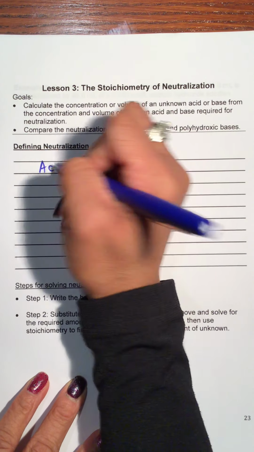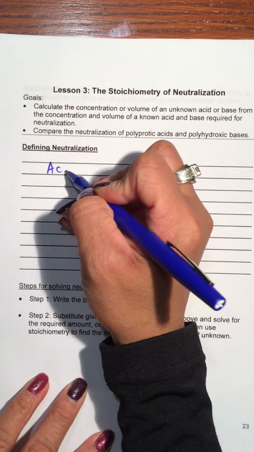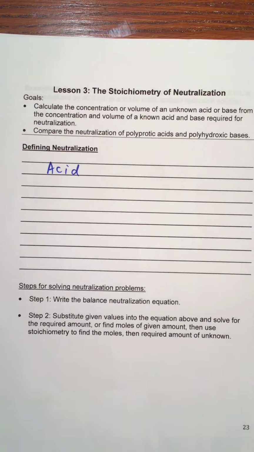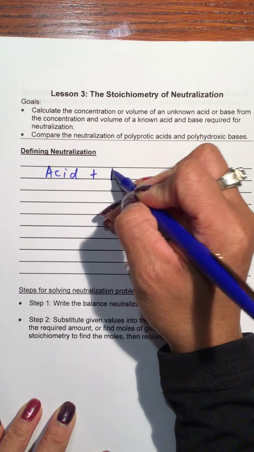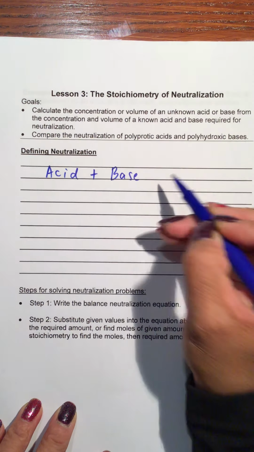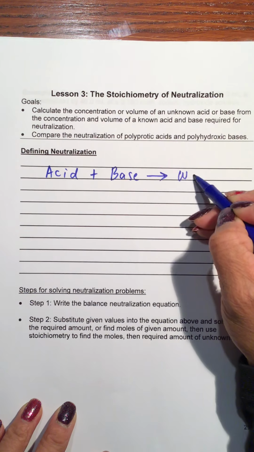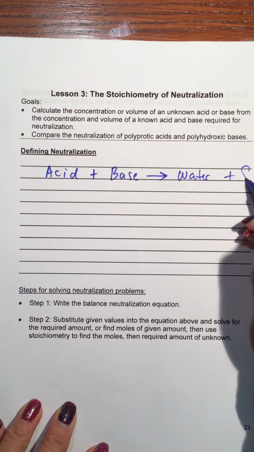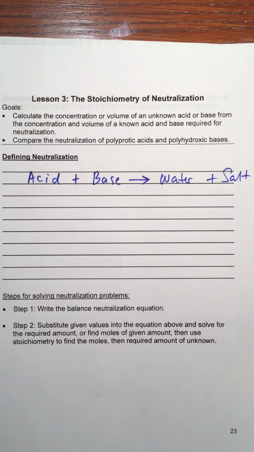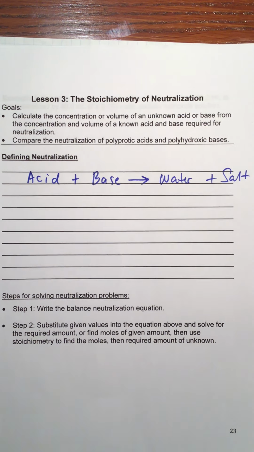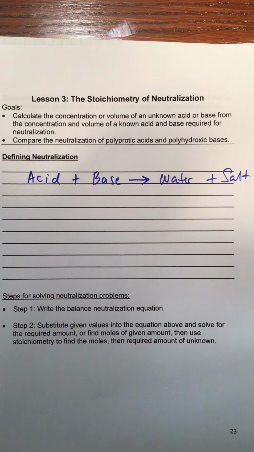Simply, the definition is when you have an acid combined with a base, what you get is water plus salt, depending on the elements that are combining. So that is always what you're going to get when you have neutralization.